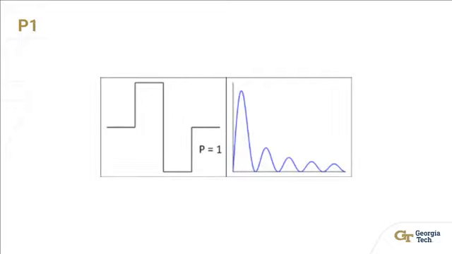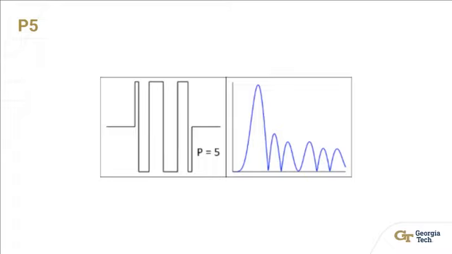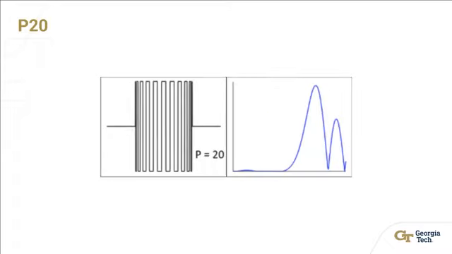Here's a P1. There's 1 internal transition. Notice how the Fourier transform is shifted to the right slightly. A P2 gives an even more exaggerated shift to the right. So does a P5, a P10, and all the way up to a P20.